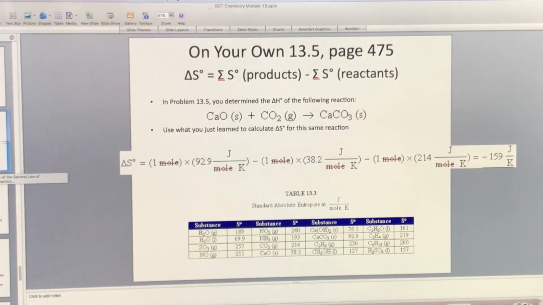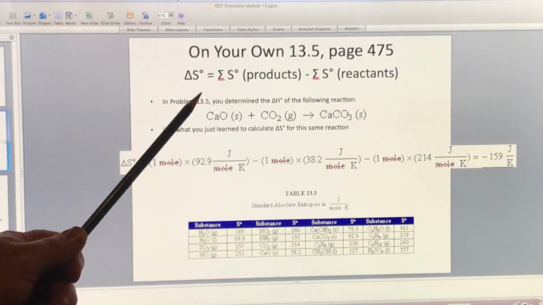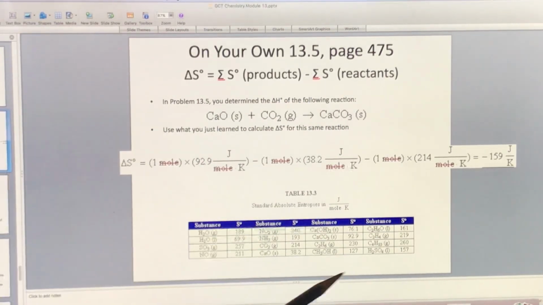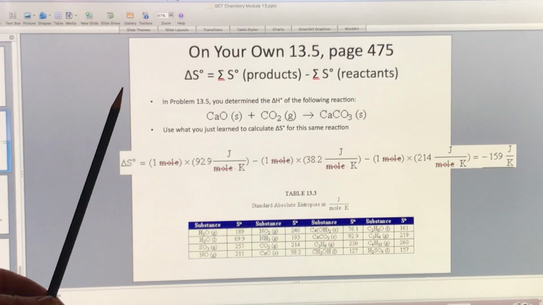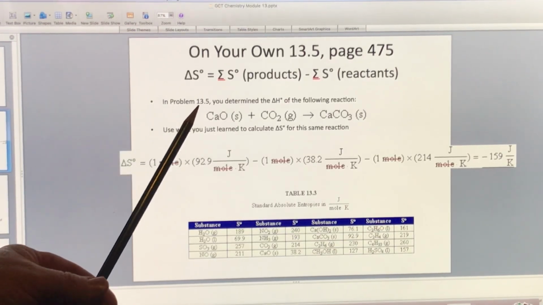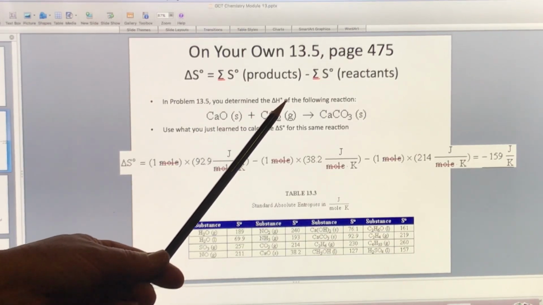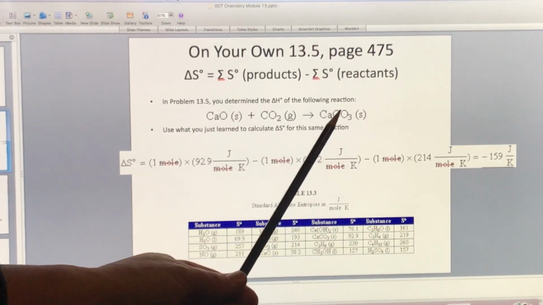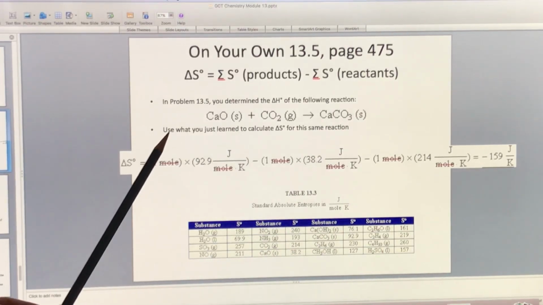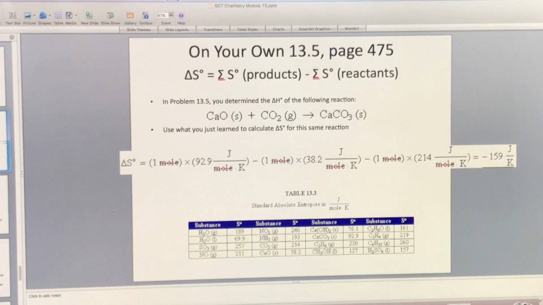So we're going to look at an on your own here, 13.5 on page 475, and I've just repeated the equation here. It's sort of recounting one of the previous problems. It says in problem 13.5, you determined the delta H of the following reaction, and it says use what you learned to calculate delta S for the same reaction.